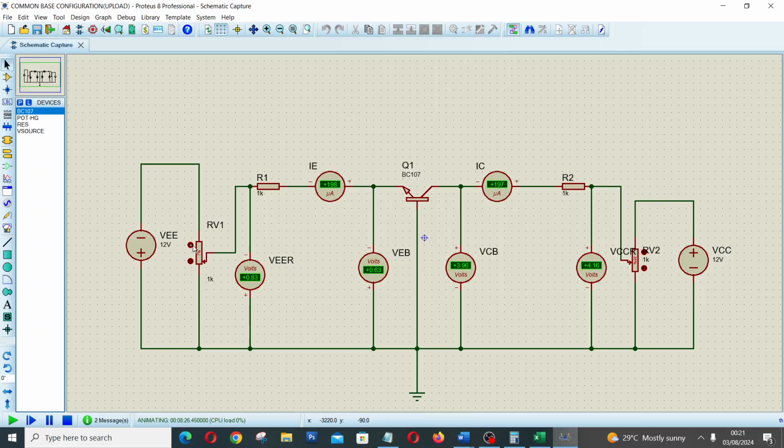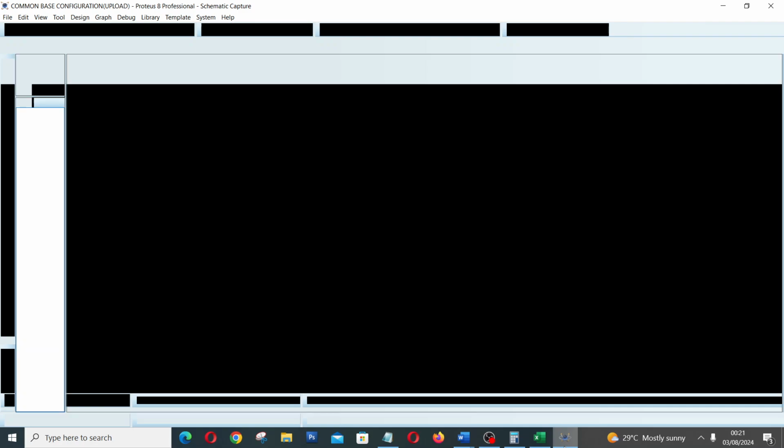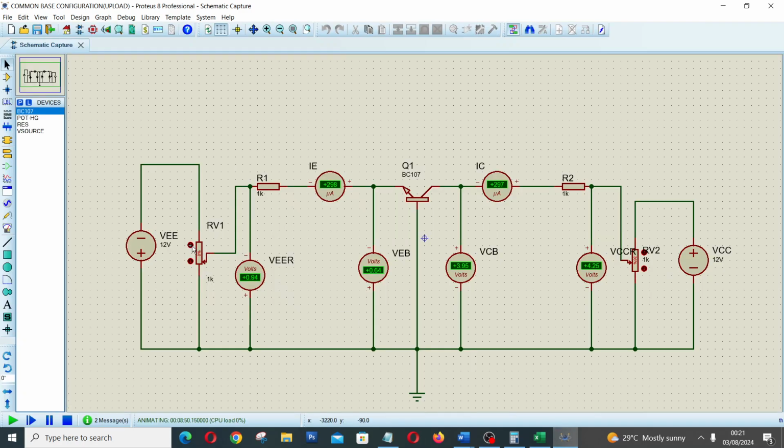Let's go to the next one at 0.94 VEE. For taking the reading, let's make this close to 4. 3.95 is what we could get. So at VEE equals 0.94, we have VEB equal to 0.64 and 298. Two more points remain, so let's run the remaining two.